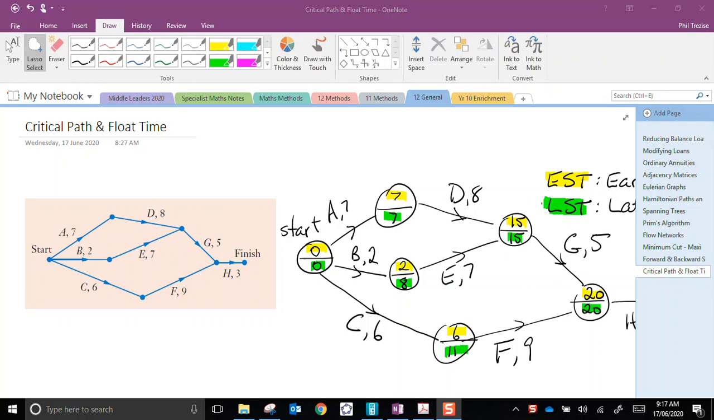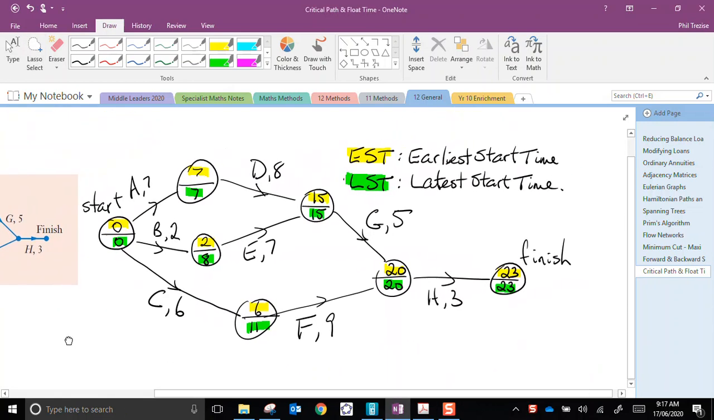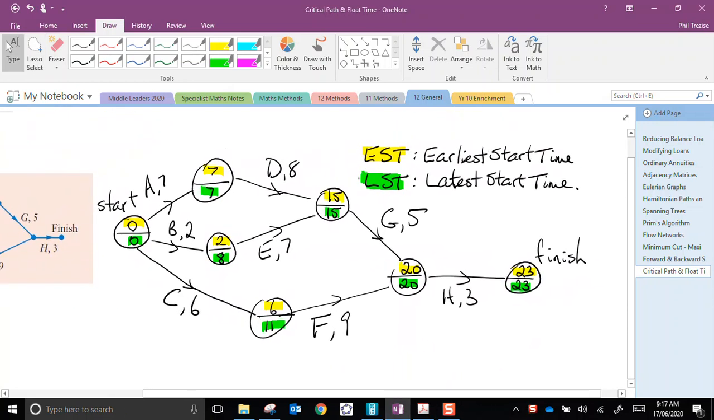Hi everyone. This lesson is going to be about identifying the critical path and the float time for various activities. So if you haven't watched the previous video, I recommend you do. The previous video started with this activity network. I redrew it and then performed a forward and a backward scan.